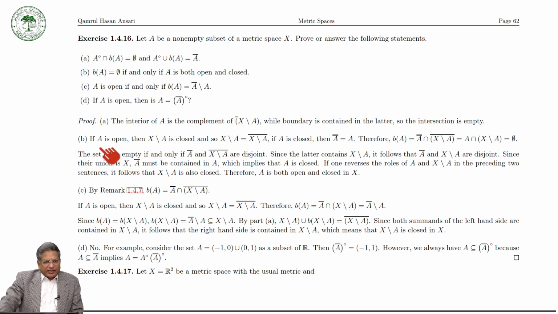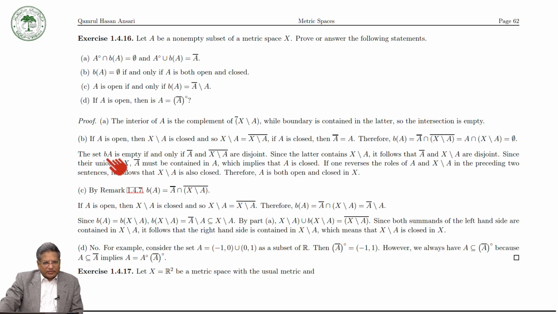If A is open, then the complement of A is closed, and so it is equal to the closure of the complement of A. If A is closed, then the closure of A is equal to A, and therefore the boundary of A is equal to the closure of A intersection the closure of the complement of A, which means that it is equal to A intersection the complement of A, because they are closed sets. But this is equal to empty, therefore the boundary of A is equal to empty.